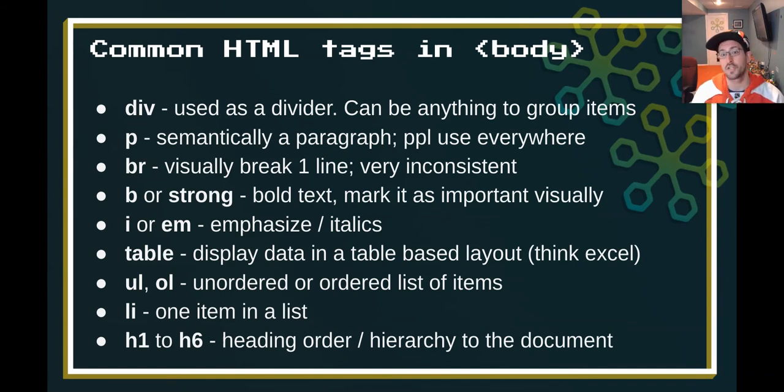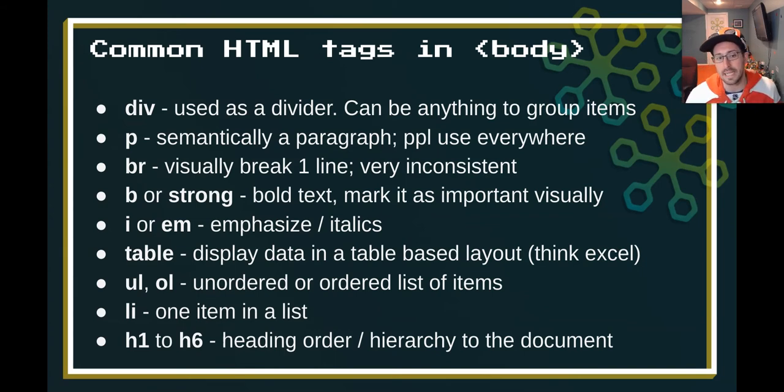BR is just a visual break. I highly recommend against them as much as possible. They're very inconsistent. They're not evenly spaced. It's kind of an older concept in the web. B or strong, both imply bold text. B is the older way of doing this. Strong is the, you know, more semantically approved way. But if you wrap text in a strong tag or a B tag, it'll show up a little bit bolder, bigger font weight. I or EM is short for emphasis or italics. Again, wrap it, makes it kind of sideways.